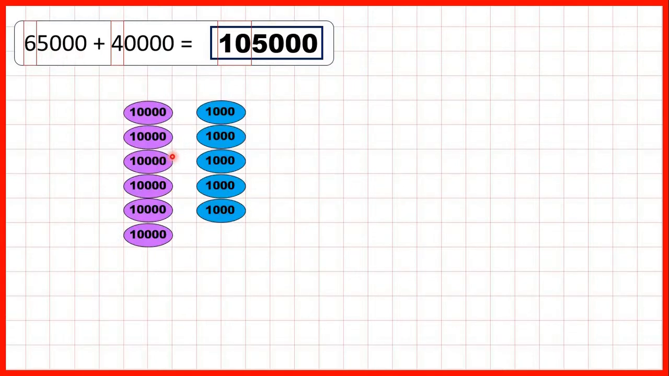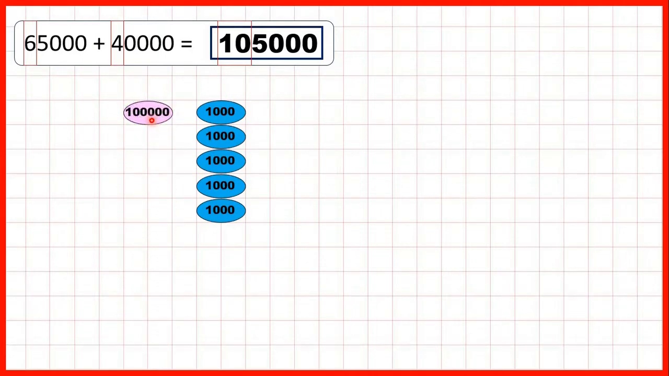Now to see why this method works, let's look back to this first question and let's use place value counters to represent what we did. So we started with 65,000. That's 6 10,000s and 5 1,000s. We were adding 40,000, which is 4 10,000s. So if we add 1, 2, 3, 4 10,000 counters, we now have 10 10,000 counters. But because we can only have one digit in each place value, we can exchange 10 10,000s for 100,000. So that's why our answer is 105,000, because we have 100,000 and we still have our 5,000.